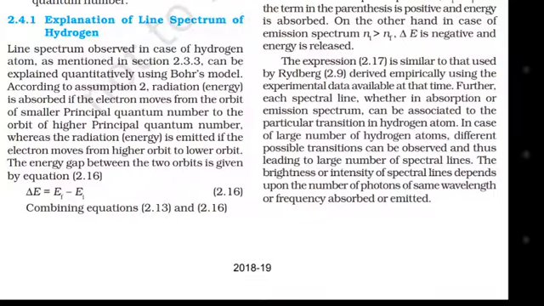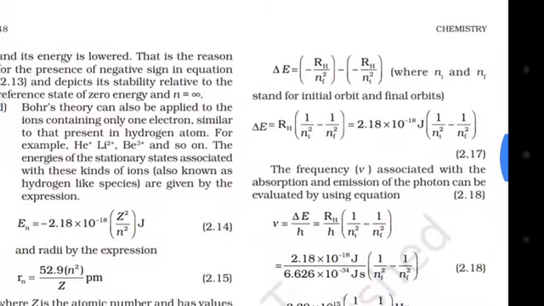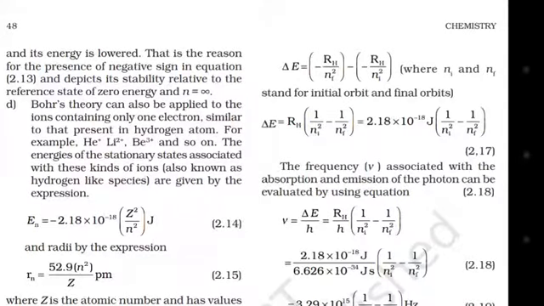whereas radiation energy is emitted if the electron moves from higher energy to lower energy. The energy gap between the two orbits is given by equation 2.16, that is ΔE = E_final − E_initial. Combining equations 2.13 and 2.16, we find that ΔE = (−RH/nf²) − (−RH/ni²), where ni and nf stand for the initial and final orbits.